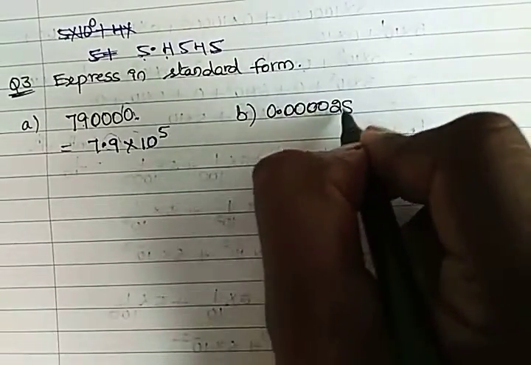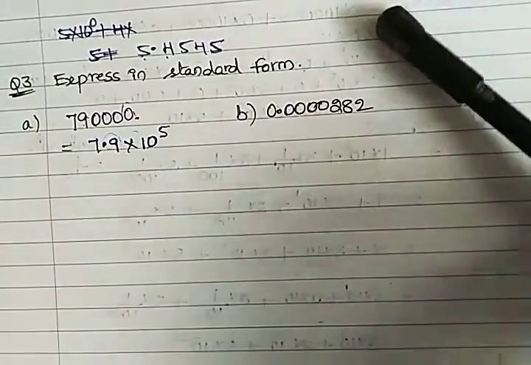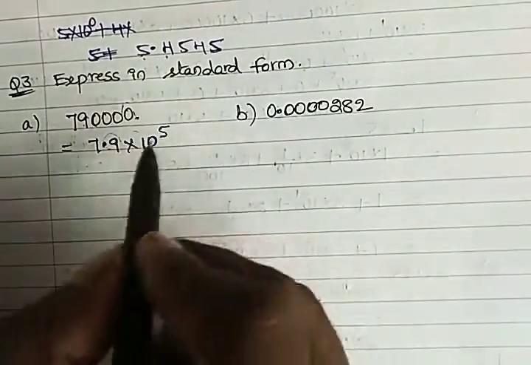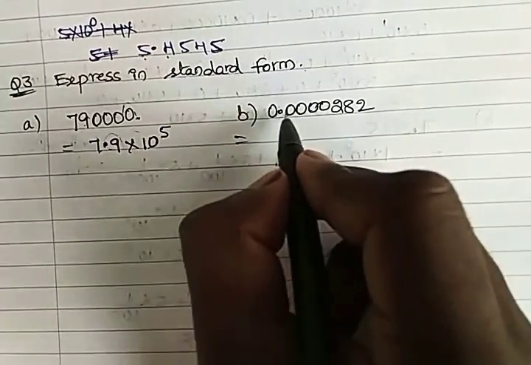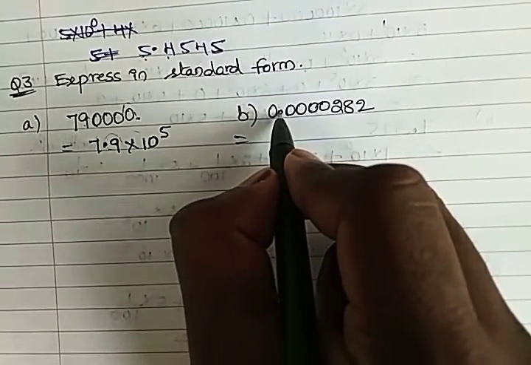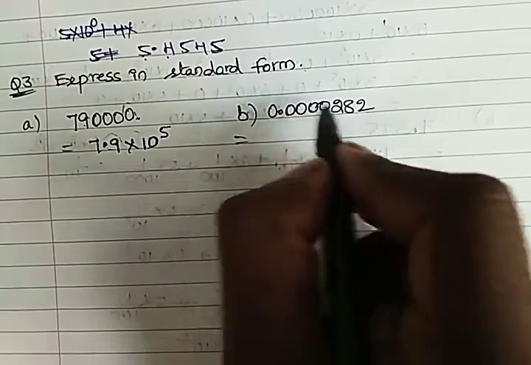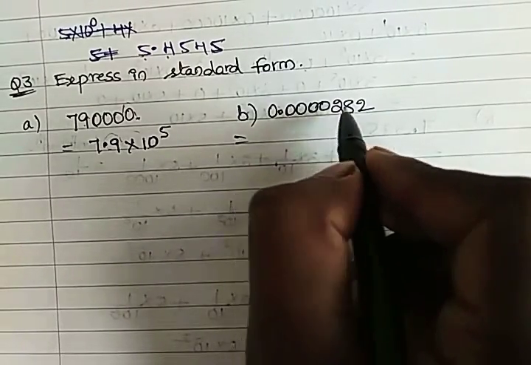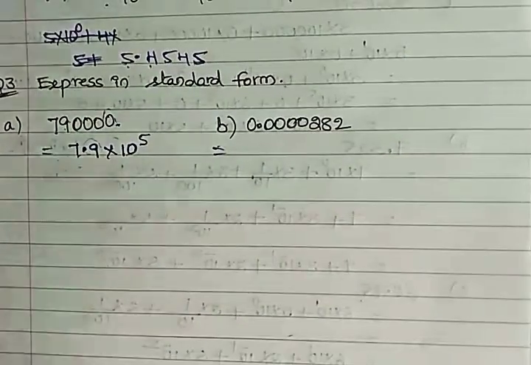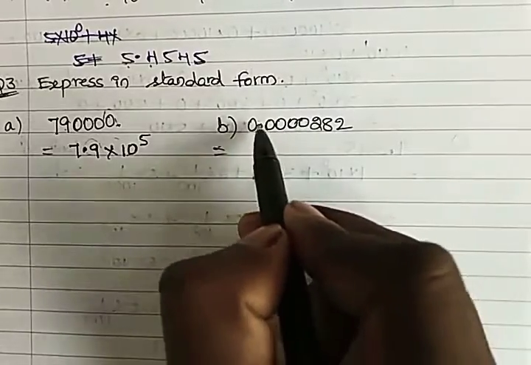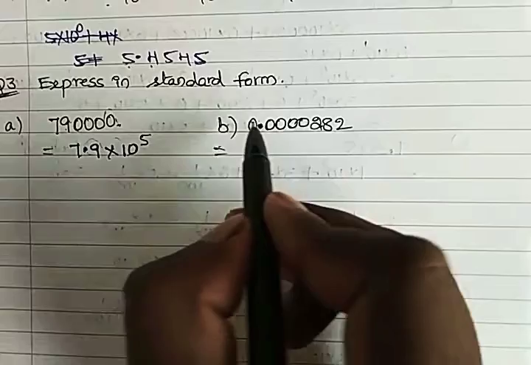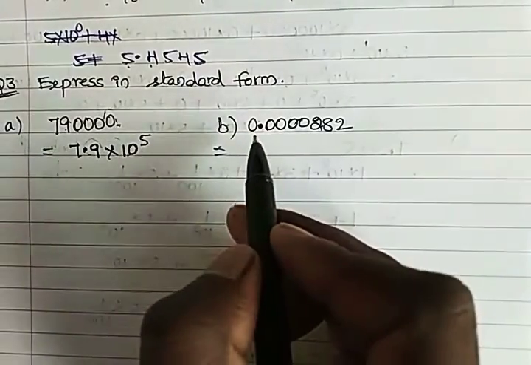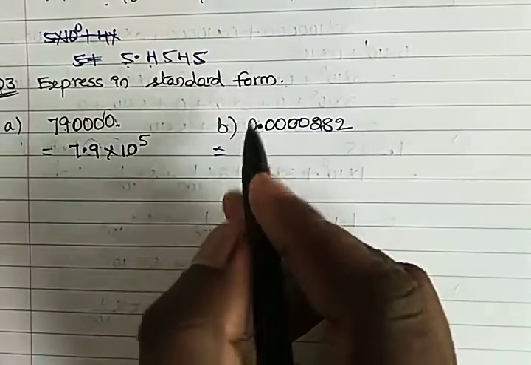Now question B1 is 0.000282. So as I told you, after the decimal point towards the left side, there should be only one digit. Here we need to have the decimal point after this 2. After the decimal point, towards the left direction, there should be a number other than 0.